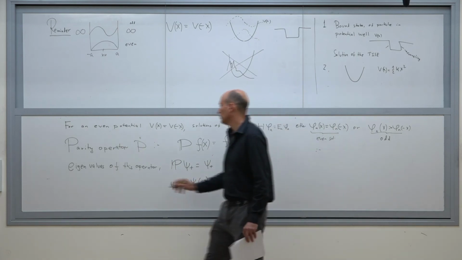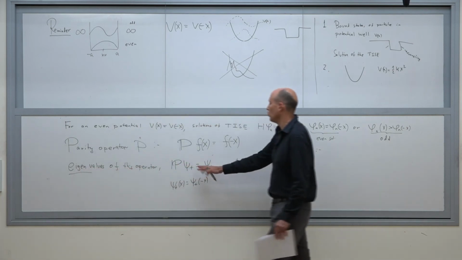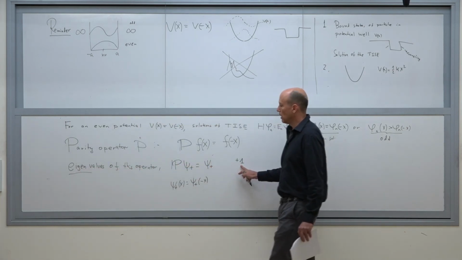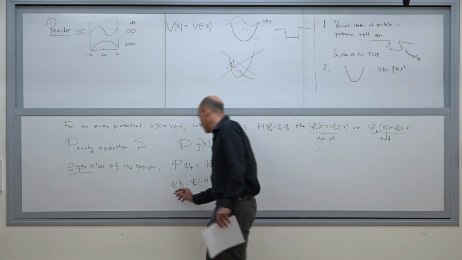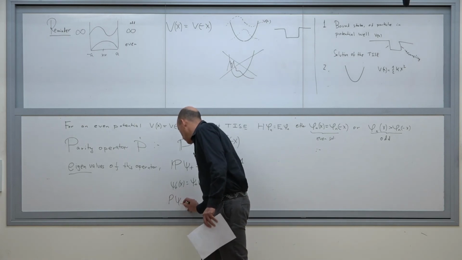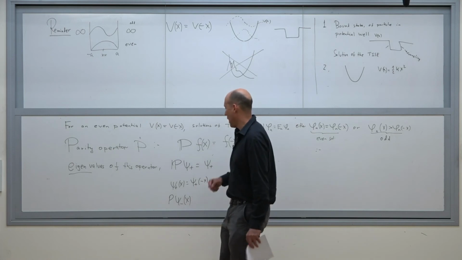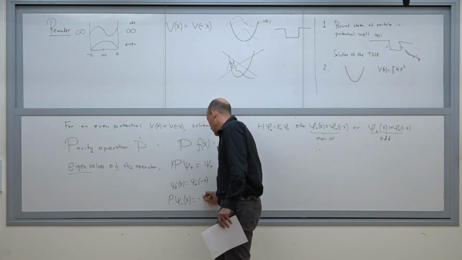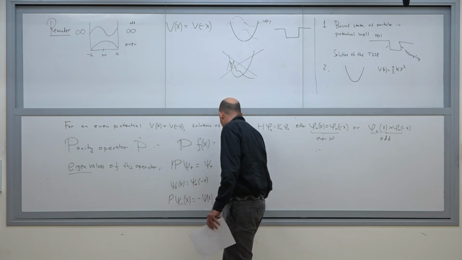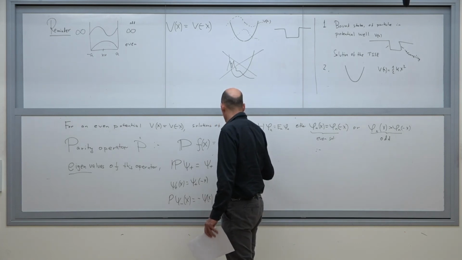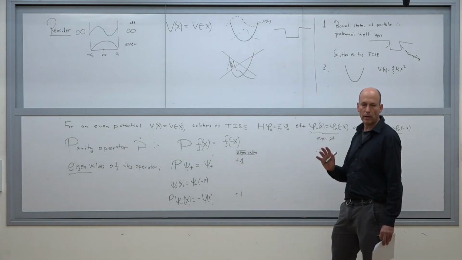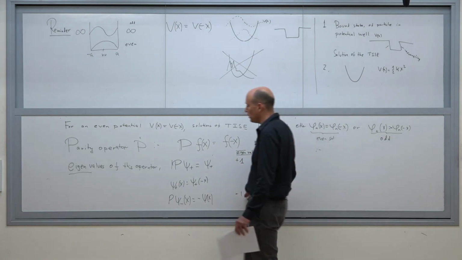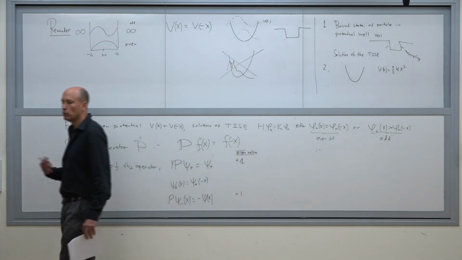The eigenvalue of this operator is +1, and the eigenfunctions are all the functions which are even, but there is another eigenvalue. If I act on functions which are odd, then I get minus psi of x. So here the eigenvalue is -1. So in short, the eigenvalues of this operator capital P are either +1 or -1, and there's a huge degeneracy with respect to all the functions.